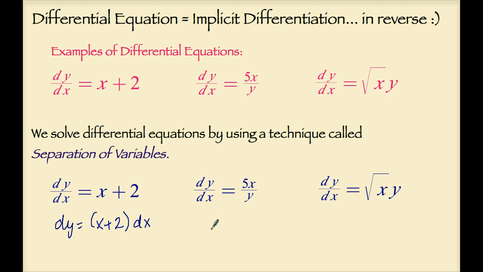In this second example, I'll multiply dx to the right, but I'll also multiply y to the left side of the equation. This results in y dy is equal to 5x dx. Now, the dx differential is with the x terms, the dy differential is with the y terms. In our third example, we'll multiply dx to the right side of the equation, but we'll also divide by y, resulting in dy over y is equal to the square root of x dx. Now, the dx differential is with the x terms, and the dy differential is with the y terms.